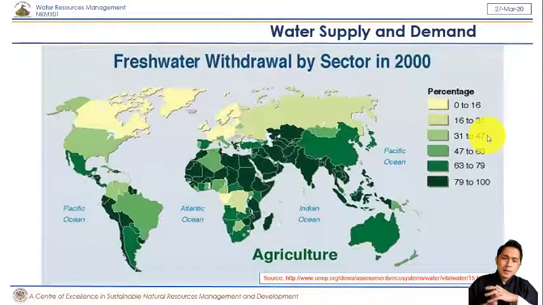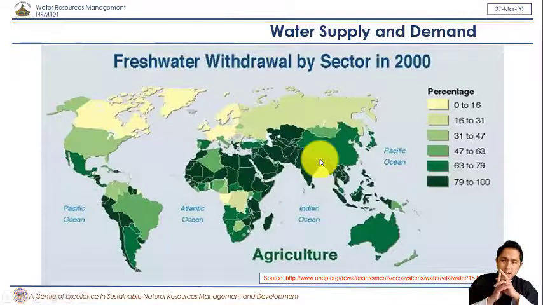Just an example of one of the four sectors that we just described: domestic, agriculture, industrial, and power. Let's look at agriculture. The light yellow ones are where the freshwater withdrawal is from 0 to 16%, and these are the areas where we still have a good amount of water resources. That even includes our country around here. So these are good countries.